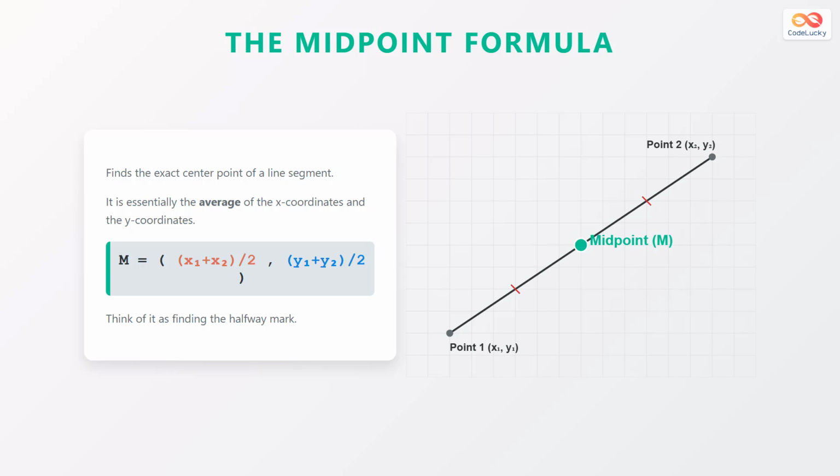Sometimes we need to find the exact middle of a line segment. For this, we use the midpoint formula. It is very intuitive. You simply take the average of the x-coordinates and the average of the y-coordinates. This gives you the coordinates of the point exactly halfway between the endpoints.